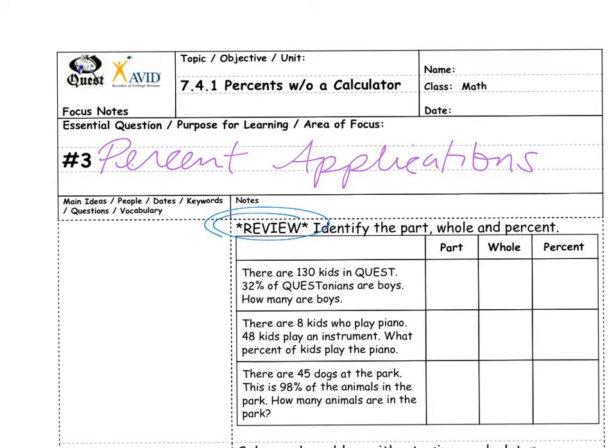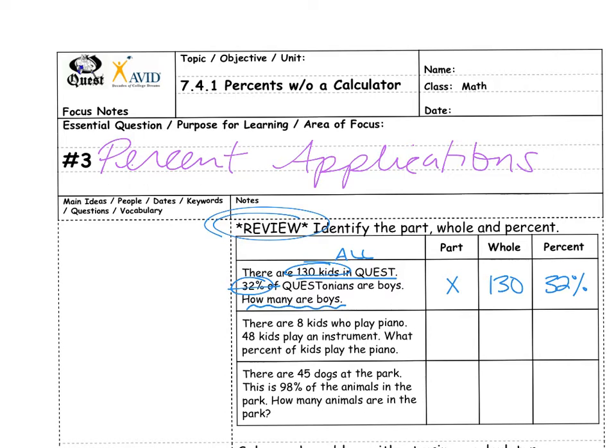So there are 130 kids in Quest. 32% of Questonians are boys. How many are boys? So we have 130, and we have 32%. Clearly 32 is our percent. 130 kids in Quest, that is all of your kids. So that would be your whole. We have to figure out what part, or how many, are boys.